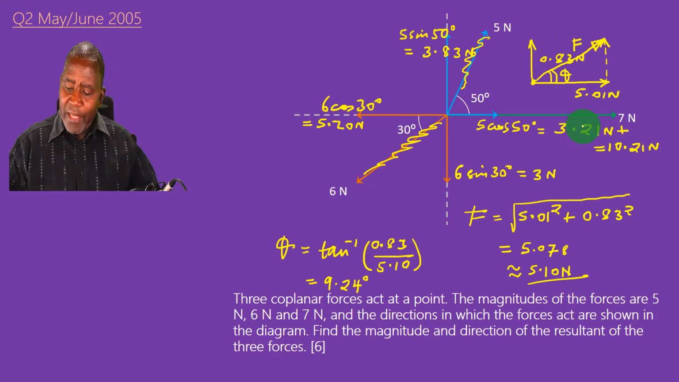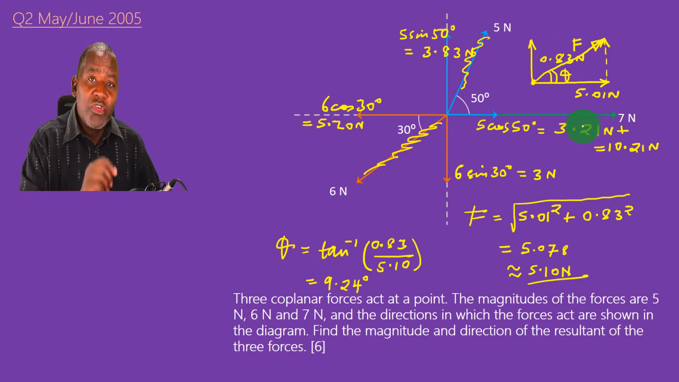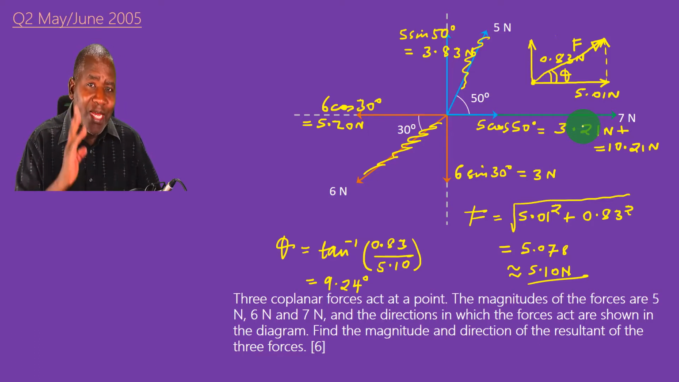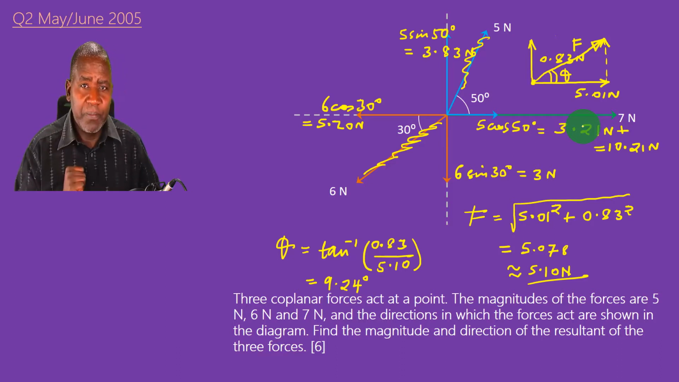So what is again the take from this question? Anytime you're given coplanar forces, you should know what it means. And if you're asked to calculate the resultant, the first step is to check, are they in the two standard directions? If they are not, resolve them. Get opposite forces. Subtract the smaller one from the bigger one. Get one force which represents the magnitude of the component of the resultant in that direction.